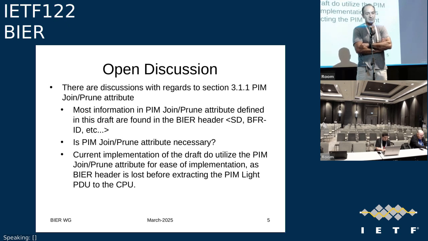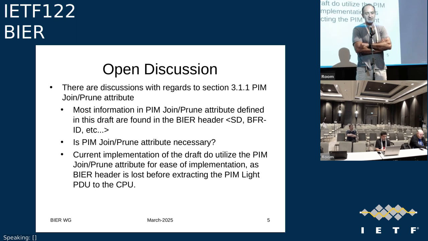There was a valid point that some of this information can be found in the BIER header. So why are we duplicating the information in the join prune attribute and in the BIER header? And there was a question that if there's an implementation of this draft, how it's done. And I did respond, but I lied. The implementation that we have in Nokia actually does use the join prune attribute.